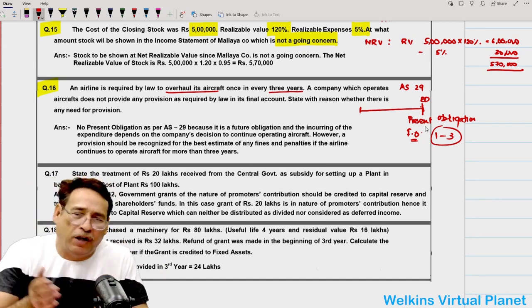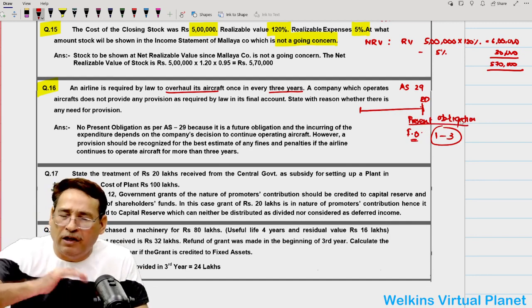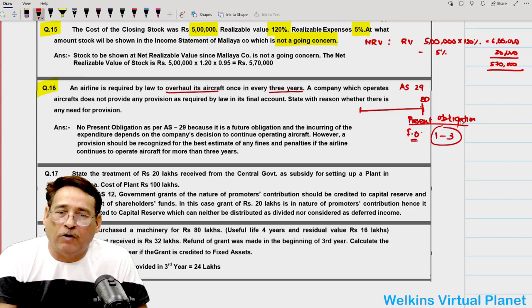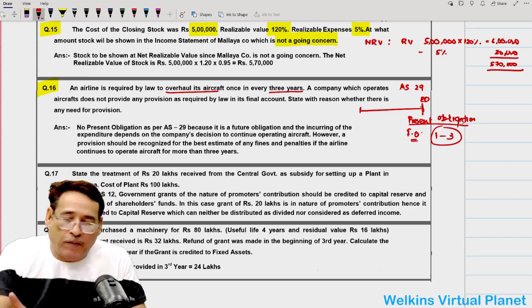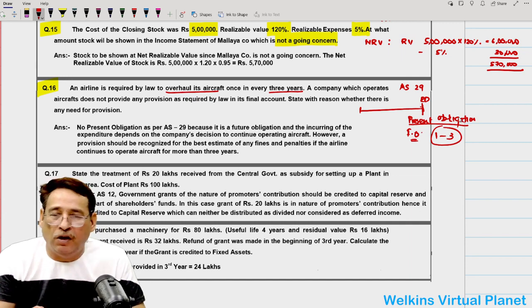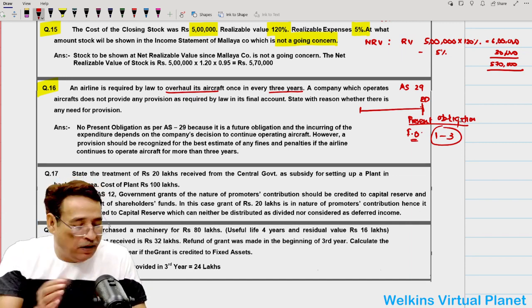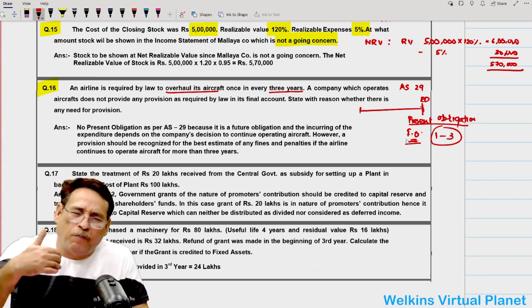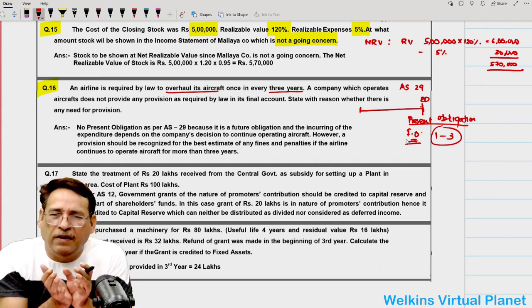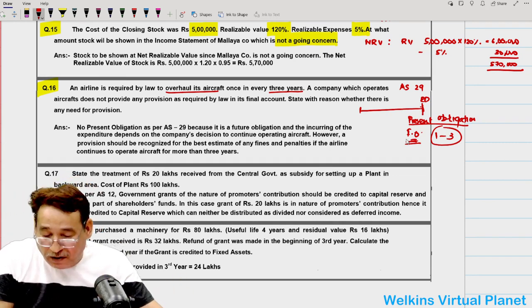So logically, you have to create a provision. But the problem is that there is no present obligation. So right now, I need not create any provision in this particular case. Is it clear to you or not? So your answer will be: case covered by AS-29, no present obligation, because overhauling needs to be done once in 3 years. That means the company has a future obligation. However, the company can create a provision for some penalties or fines in case they may be imposed. That is how you have to deliver the answer. Correct?